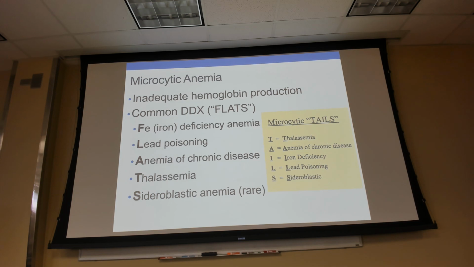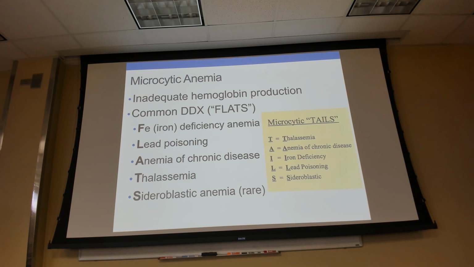Reminder, I don't love the acronym, either one. I don't like tails or flats. I like faults because it tells you the order of what is most common in children. So the most common thing for a microcytic anemia is going to be your iron deficiency.